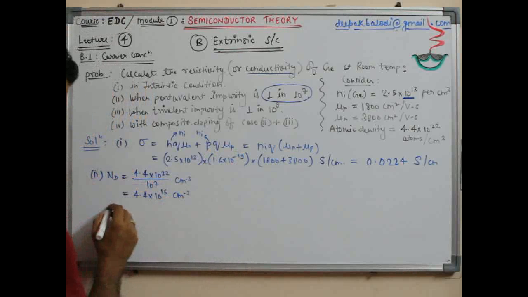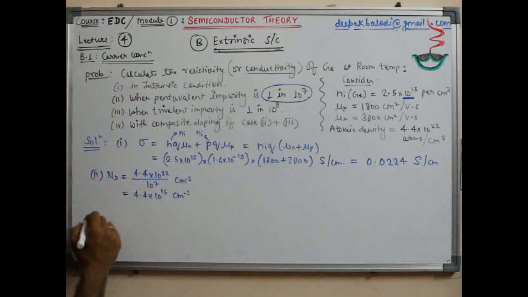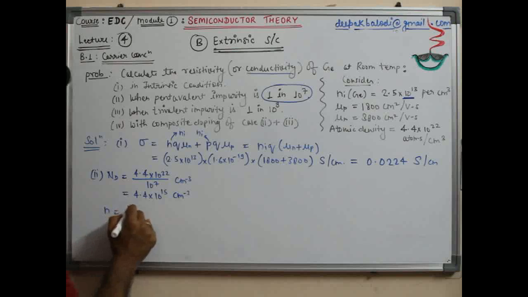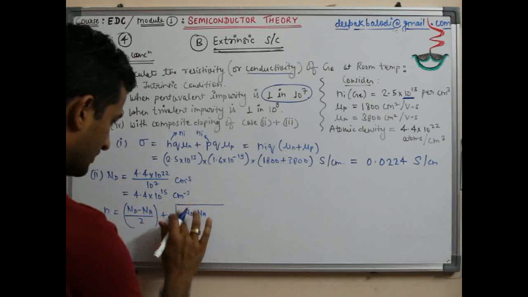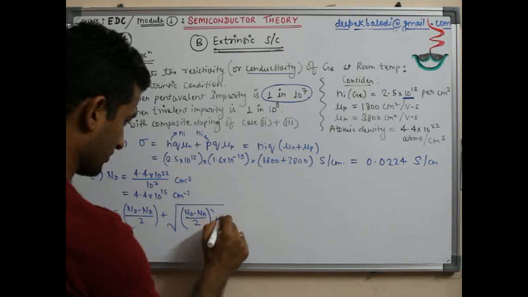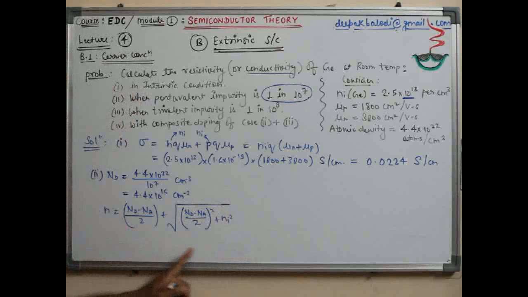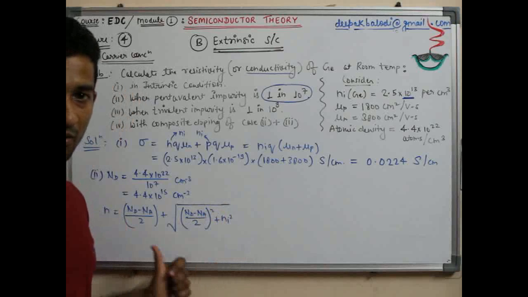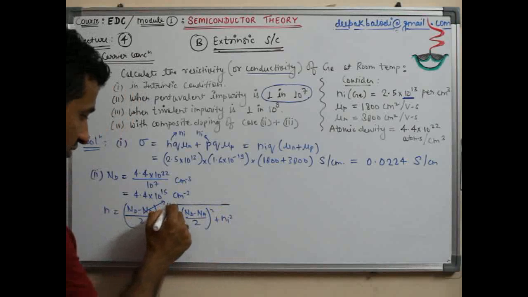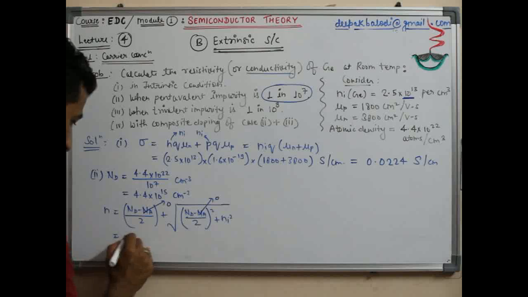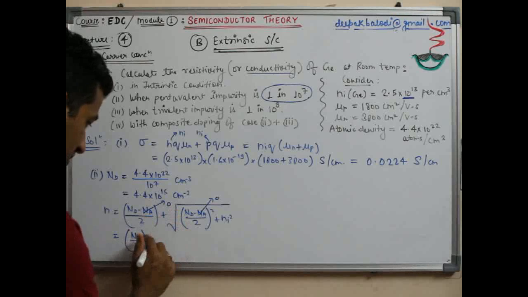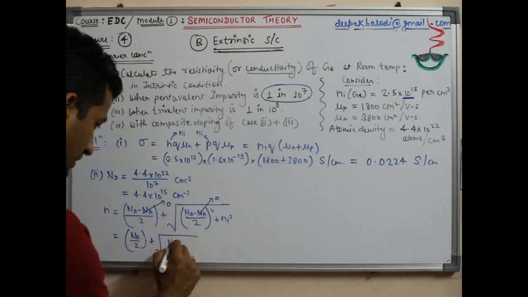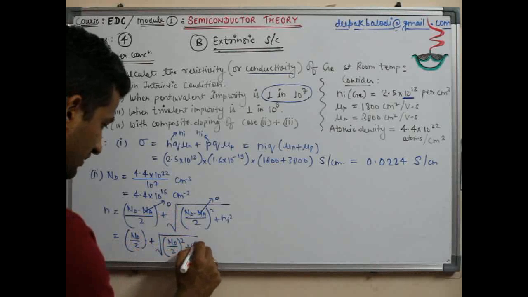Let me elaborate that also. So the accurate calculation is, it becomes n-type, so n should be (Nd minus Na)/2 plus the square root of ((Nd minus Na)/2) squared plus ni squared. This is the general formula for calculation of electron concentration, but very soon we know that Na is 0 here, so we are only left with Nd/2 plus the square root of (Nd/2) squared plus ni squared.